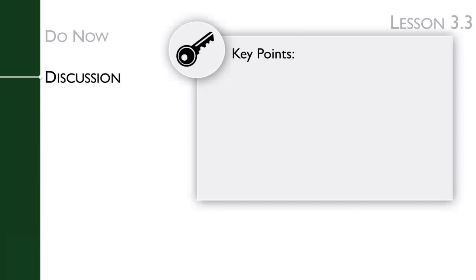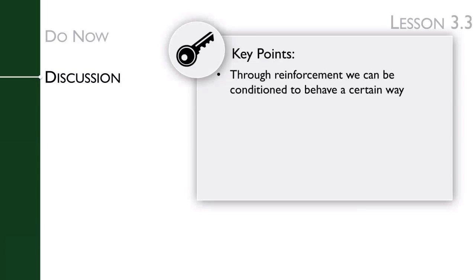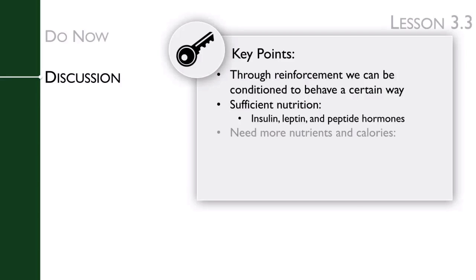The key points of this lesson's discussion are that through reinforcement we can be conditioned to behave certain ways, similar to Pavlov's dogs. When the body has sufficient nutrition, hormones are released that travel to the hypothalamus to tell us to stop eating. For example, insulin, leptin, and peptide hormones. When our body needs more nutrients and calories, ghrelin is released from the stomach, which travels to the hypothalamus to tell us to start eating.